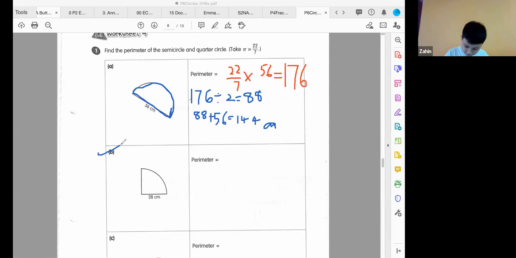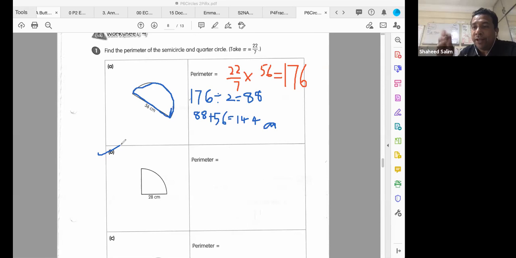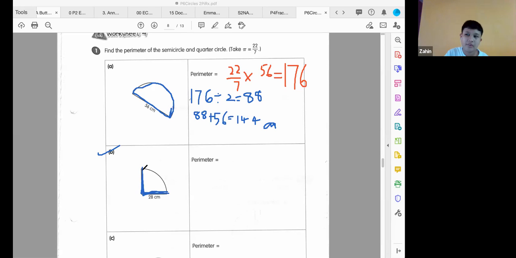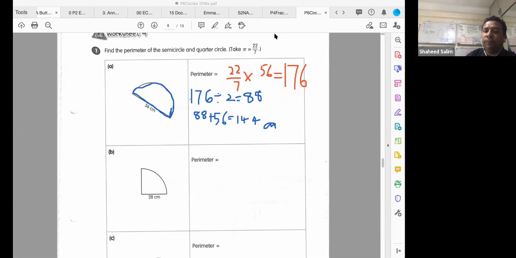Is the answer for the next one 50? I don't think so. How do you get 50? You see down here already 28 is here. Down here 28. 28 plus 28 is how much? 56, right? 56, more than your 50. It's more than 50, it cannot be 50. It must be more than 50.